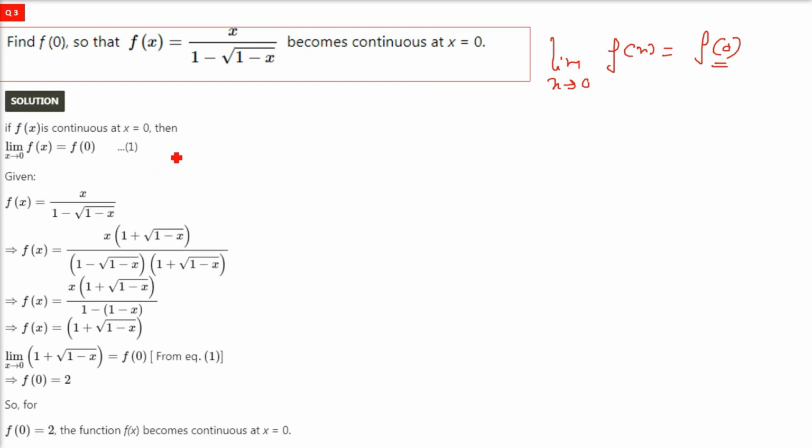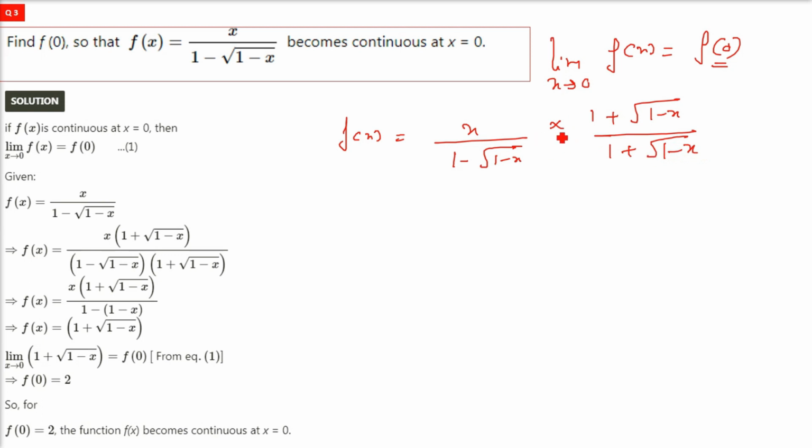Okay. So what do we do? Since we have a root in the denominator, we can remove it by rationalizing. How do we rationalize x by 1 minus under root 1 minus x? We multiply numerator and denominator by the positive of it, that is 1 plus under root 1 minus x. That is what we are multiplying in the numerator and denominator.